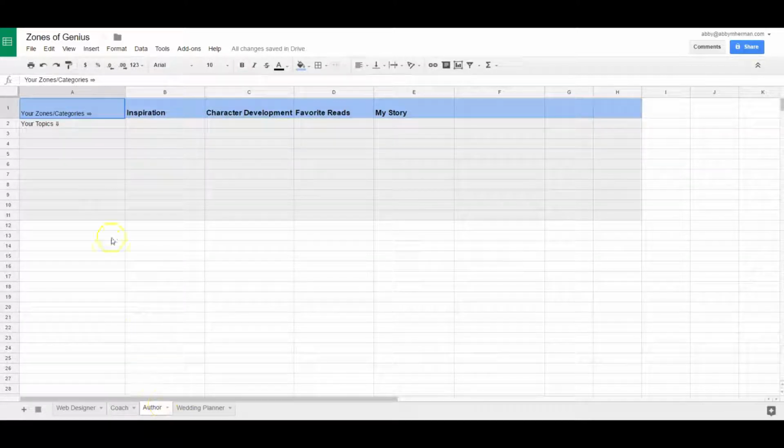Let's look at the author category. So the author maybe wants to talk about inspiration. Maybe it's a fiction author and they want to talk about character development or their favorite reads. Maybe every week you want to write about your favorite book. So include that as a category if it's going to be something that you are going to write about on a regular basis.